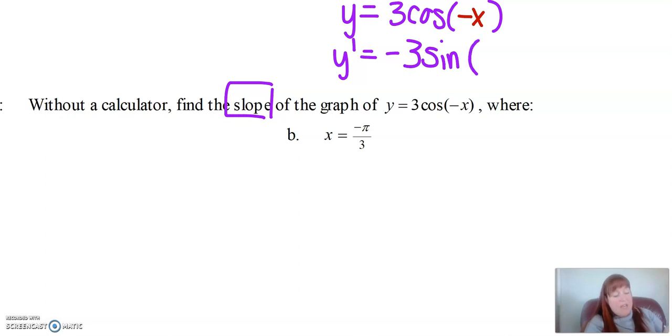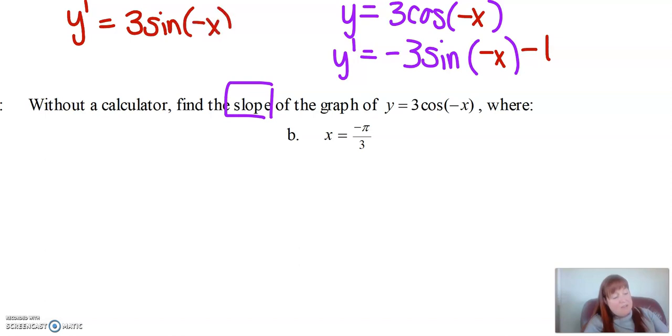Now remember, we take the derivative of the outside function, so we took the derivative of cosine, and we leave the inside function still intact, and then we multiply it by the derivative of the inside function, which is negative 1. So what is this actually? Let's write it over here. y prime is actually negative 3 times negative 1, which is positive 3 sine of negative x.